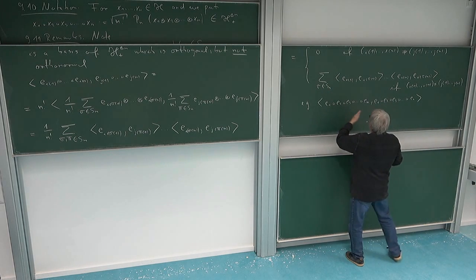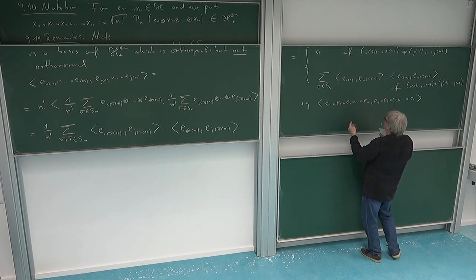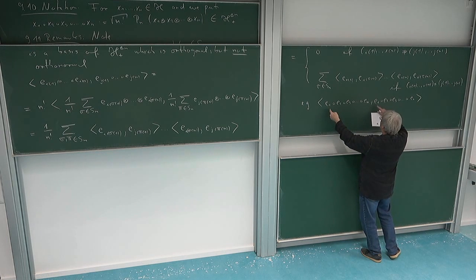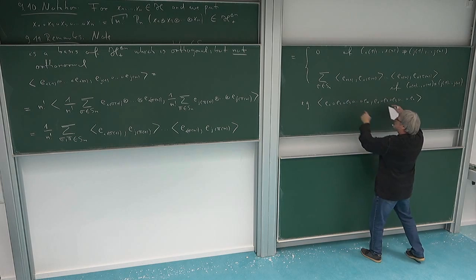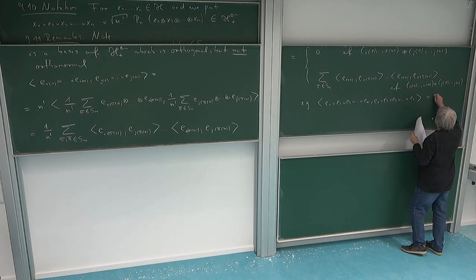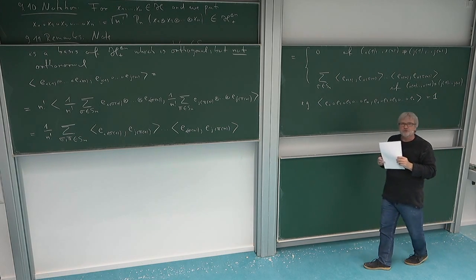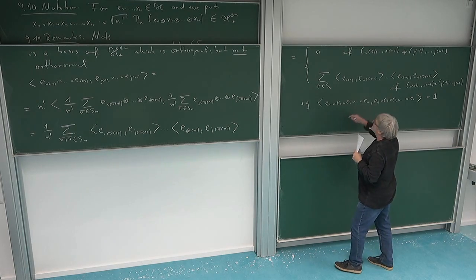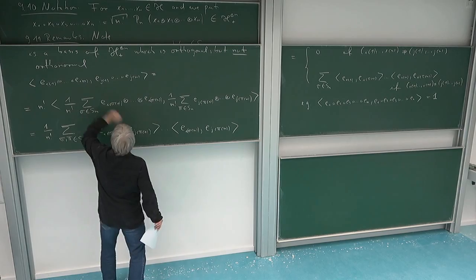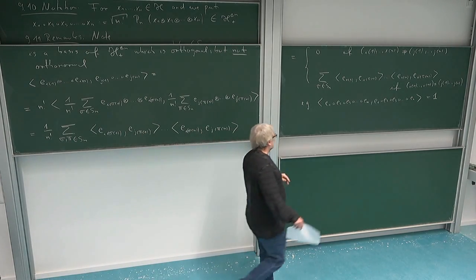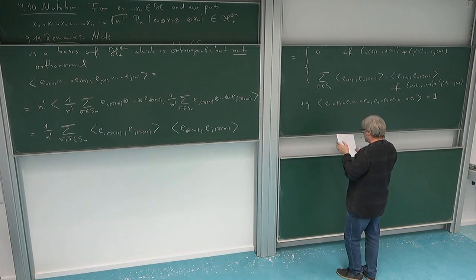So in this sum, only the identity permutation gives me a contribution, and this gives me just the inner product of E1 with E1 times the inner product of E2 with E2, and so on. So this is just equal to 1. So in this situation, when all the i's here are really different, then the norm is 1. But if some of them are the same, then it will change.